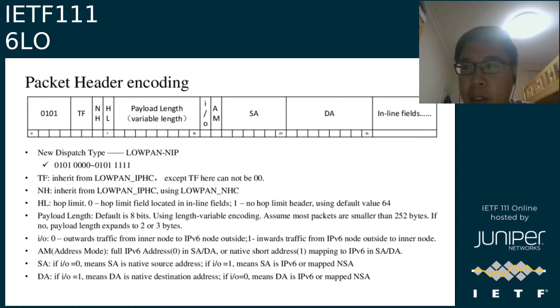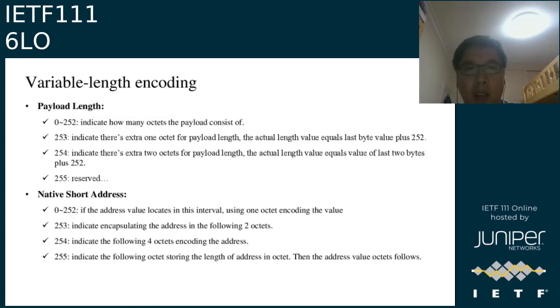After the allocation and routing, we want to develop the packet header encoding, which is based on the LoWPAN framework and reuses part of the header compression definitions of 6LoWPAN. And there are 3 length-variable header encodings, including payload length, source address, and destination address. And some specific values of the length-variable field will be used to indicate that a longer field will be used. So this is the basic mechanism for the length variable.